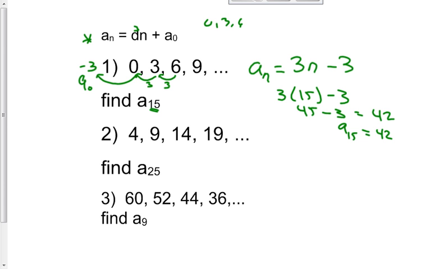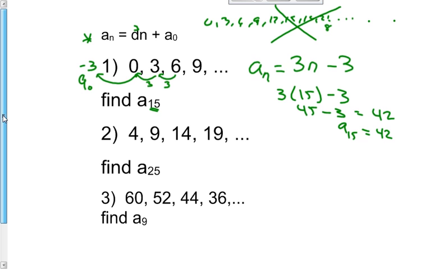0, 3, 6, 9, 12, 15, 18, 21, and you're going to keep going until you get to the 15th term. 1, 2, 3, 4, 5, 6, 7, 8. This is the 8th term right here. If you keep going like that and make a great big list and then figure out what the 15th term is, you will get 0 credit for that. I need to see your equations used in this particular chapter.